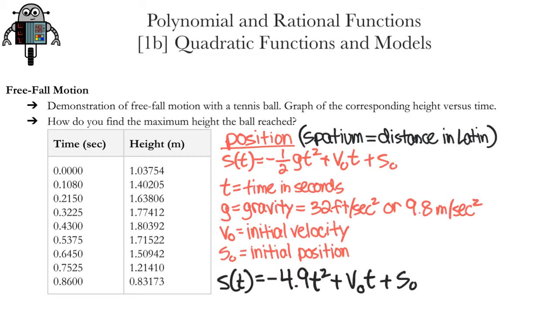That means the position function of a tennis ball in meters would be negative 4.9 t squared, 1/2 of 9.8, plus v sub 0 t plus s sub 0. Let's suppose the data to the left was recorded when a tennis ball was tossed straight up. We can use that data to find the position function of the tennis ball and practice using the regression features on the TI-84. Let's do it.